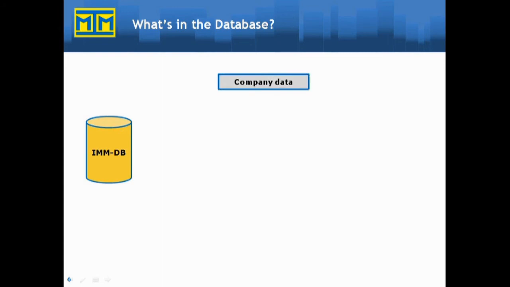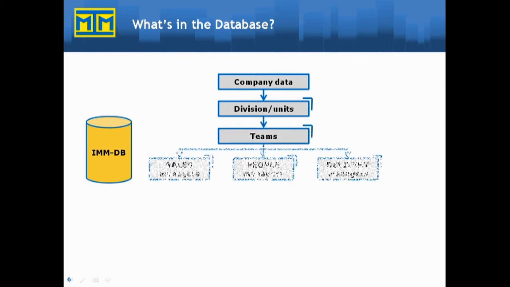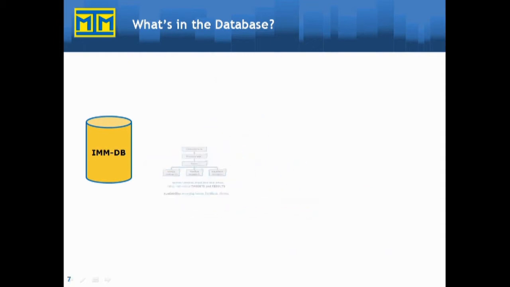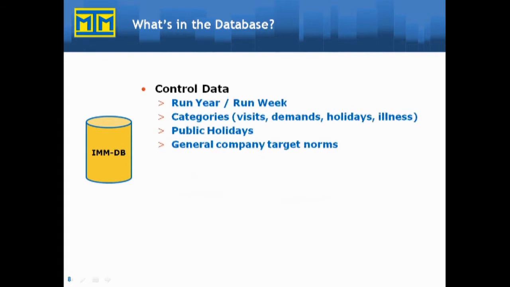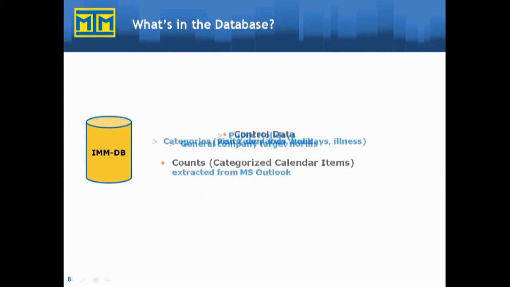Okay, what's in the database? Well, company data, the divisions or units or your internal naming conventions, the teams, and of course, last but not least, the managers. And notice what is registered. As you can see, also availability is registered. And of course, the basic parameters are categories, public holidays, and IMM targets. But most important, the counts of the categorized calendar items.